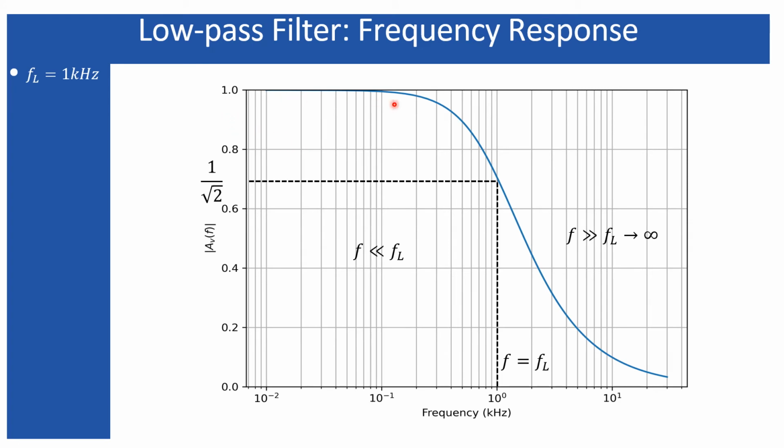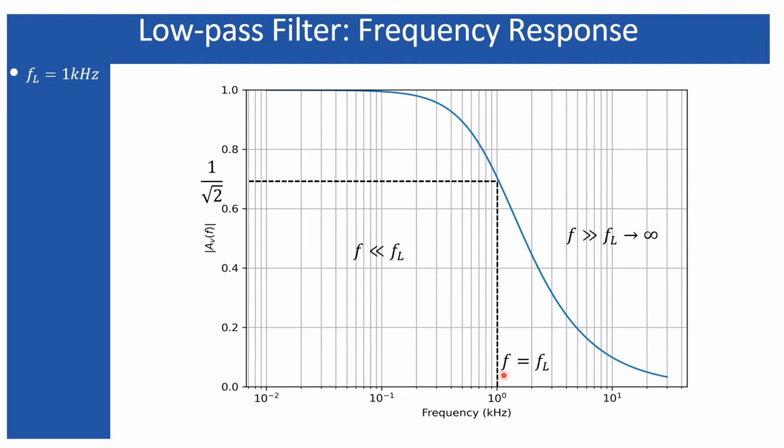This is the magnitude plot of the low pass filter. We can see I am plotting over here, and this is 10 to the power 0. This is in log scale. 10 to the power 0 means at f equals fL. At f equals fL, we have seen that at this point the magnitude was 1 over root 2, which is equivalently 0.707 or 70% of the peak magnitude.